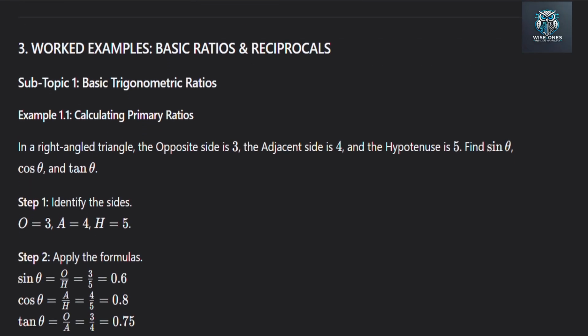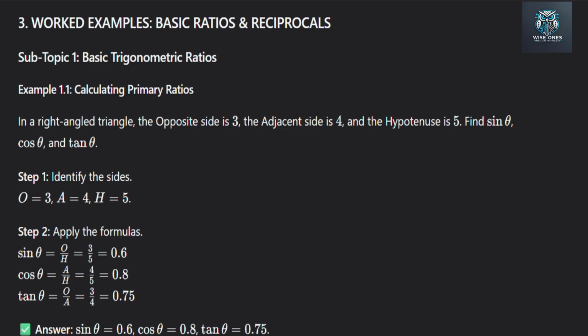Now, let us move to Section 3, Worked Examples on Basic Ratios and Reciprocals. We will start with Subtopic 1, Basic Trigonometric Ratios. Let us look at Example 1.1, Calculating Primary Ratios. The question is, in a right-angled triangle, the opposite side is 3. The adjacent side is 4, and the hypotenuse is 5. Find sine theta, cosine theta, and tangent theta.